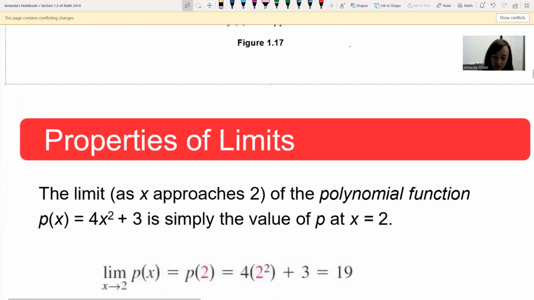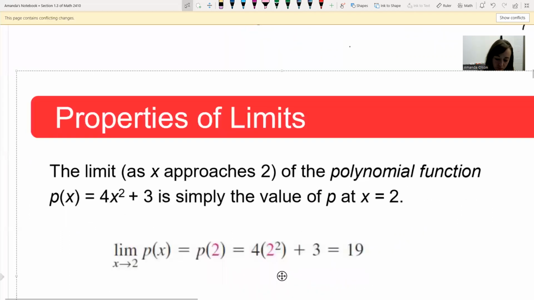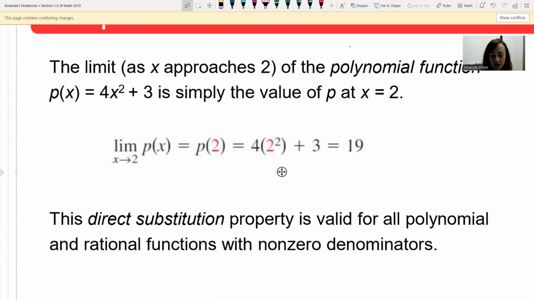We call this direct substitution when the limit approaches a value where the function is defined. This property for polynomials, where you can take that c and just input it into the function to get the value of the limit, we call direct substitution. And direct substitution works for polynomial and rational functions that have a non-zero denominator.